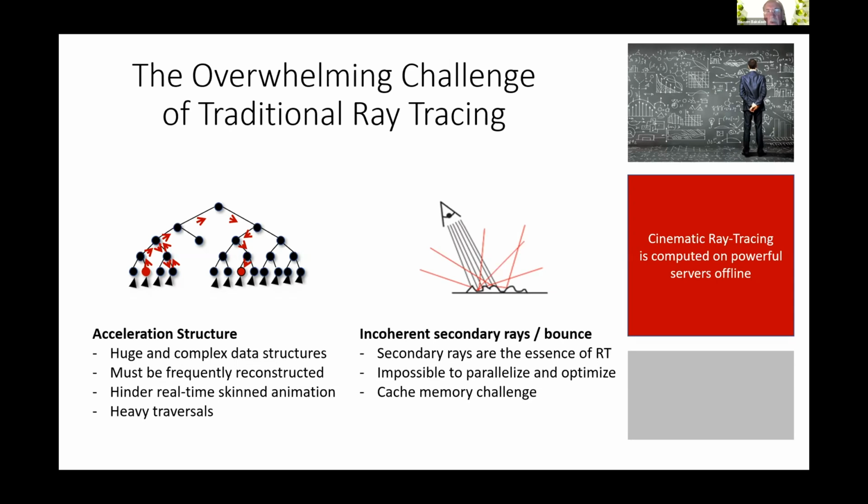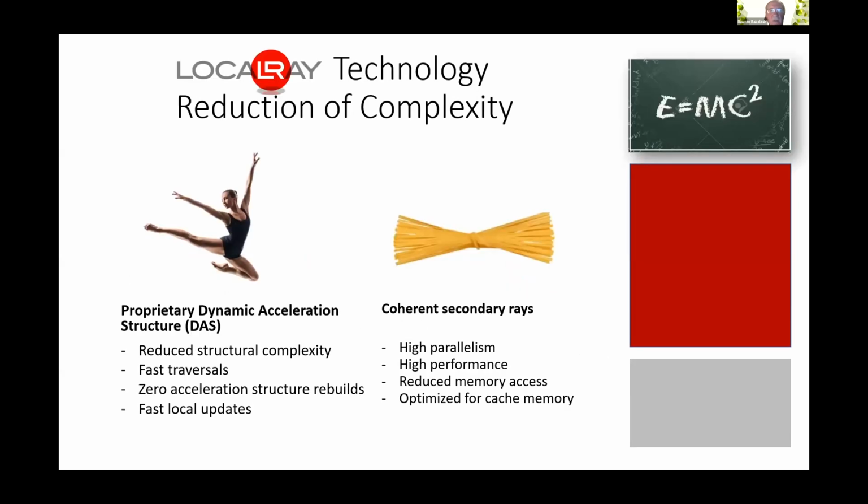So you cannot keep the rays together. The meaning is that it's impossible to parallelize and optimize the rays because they are not coherent. And each ray has to be accessed individually in the memory, so you cannot use cache memory. These are the two problems of ray tracing, two challenges.